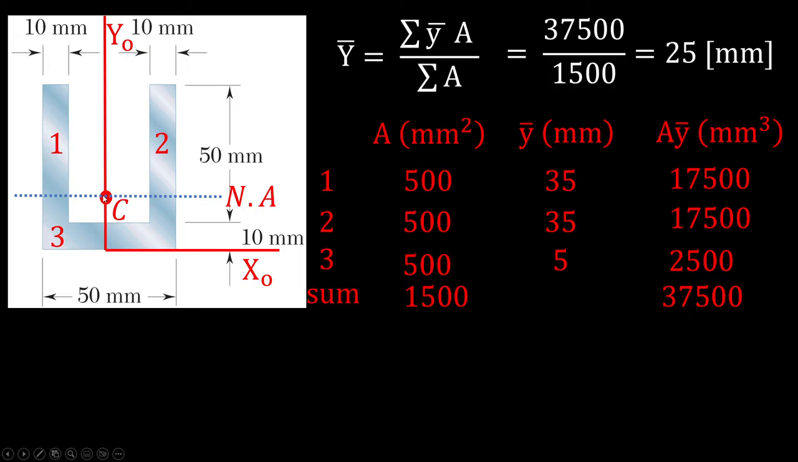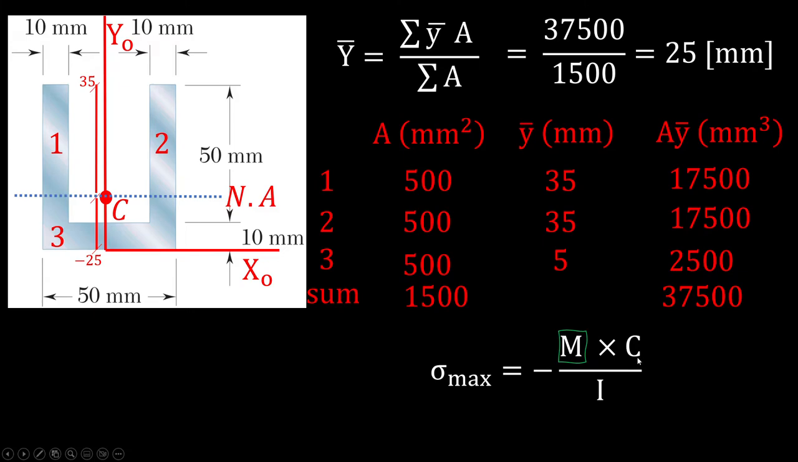From it, we can find out how far away it is all the way to the top and all the way to the bottom, so we can find the C value in the flexural stress formula. Right here, the distance from the center all the way to the bottom is 25 millimeter. But since we are below the neutral axis, it will give you a negative value. From the neutral axis all the way to the top, that will give you a positive number, and the distance is 35 millimeter.